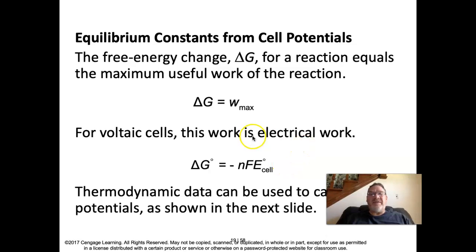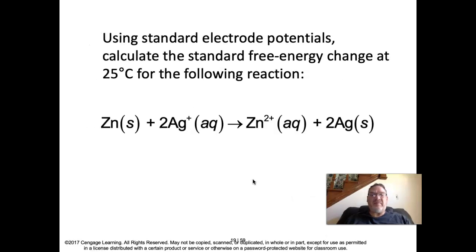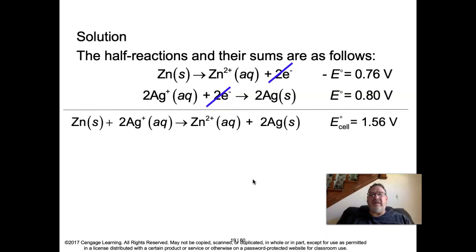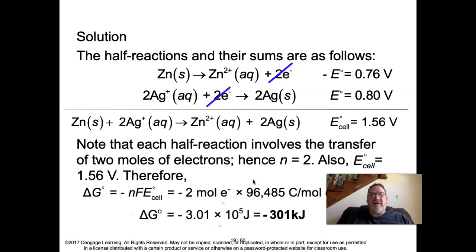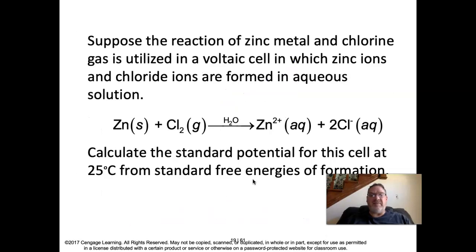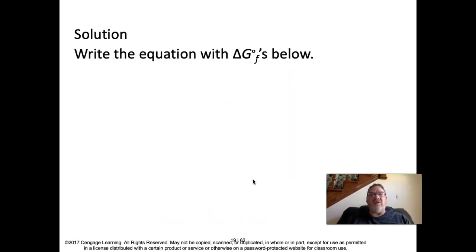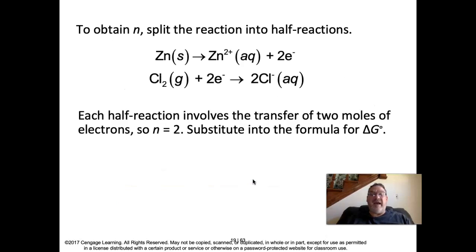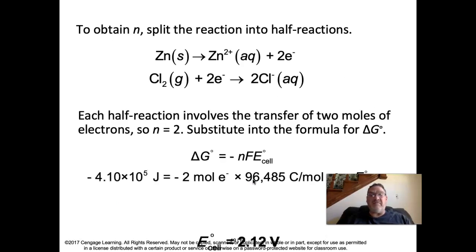We talked about in thermochemistry the relationship between maximum work and delta G. So hey, this equation, delta G, can also equal this negative nF E cell. And we can calculate. So if we've got here's that zinc silver reaction, we calculate the E cell, and we can calculate the delta G for this. And the same thing with the zinc and chlorine. We can calculate our delta G, and then from that delta G and finding the value of n, we can solve for E cell.